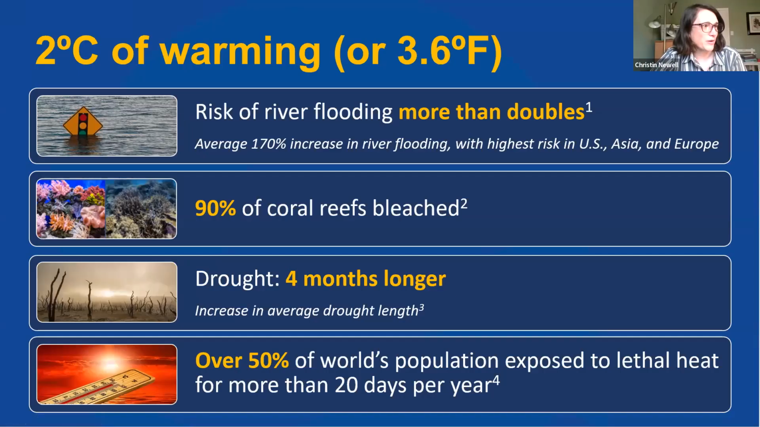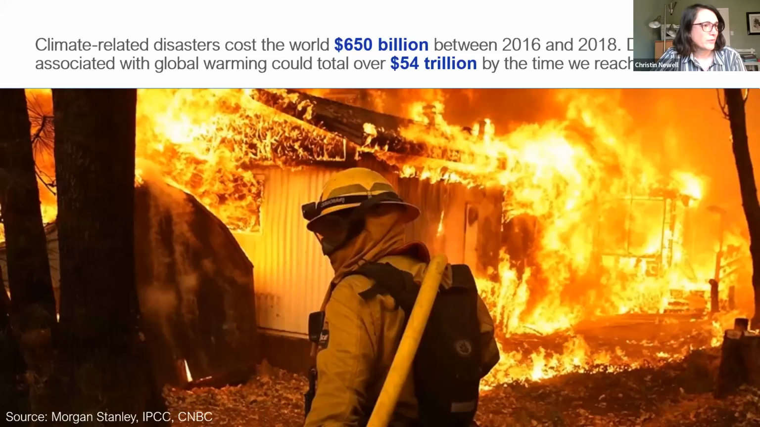Everyone in this group already knows we're trying to avoid the risk of flooding, coral reef bleaching, longer droughts, and lethal heat. This just puts a number to it. It's estimated that about $650 billion was lost between 2016 and 2018 from damages due to global warming. That's what our group is working to stop and reduce.